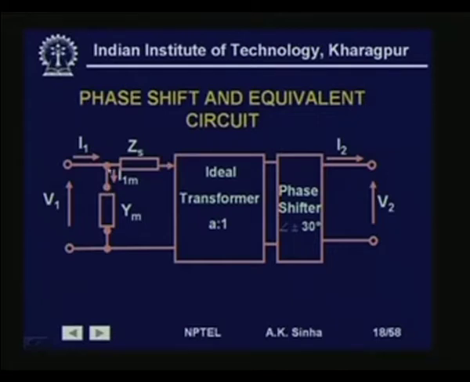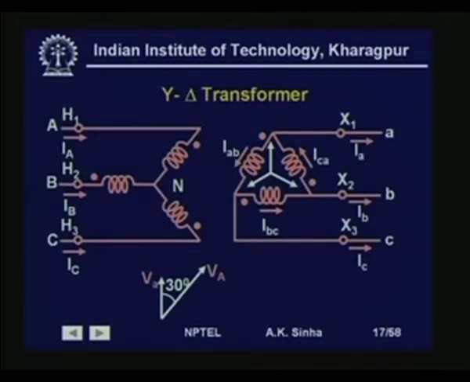That is, we have the shunt part taking care of the core losses and the magnetizing current, and the series impedance taking care of the leakage reactance and the resistance of the winding. This is the ideal transformer, and we have added a phase shifter of 30 degrees, because if we have a star delta transformer, this will be a plus 30 degrees if the connection is done as shown here.